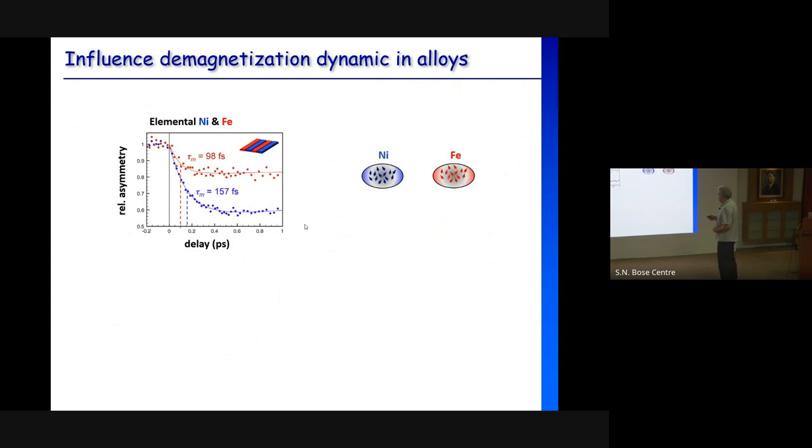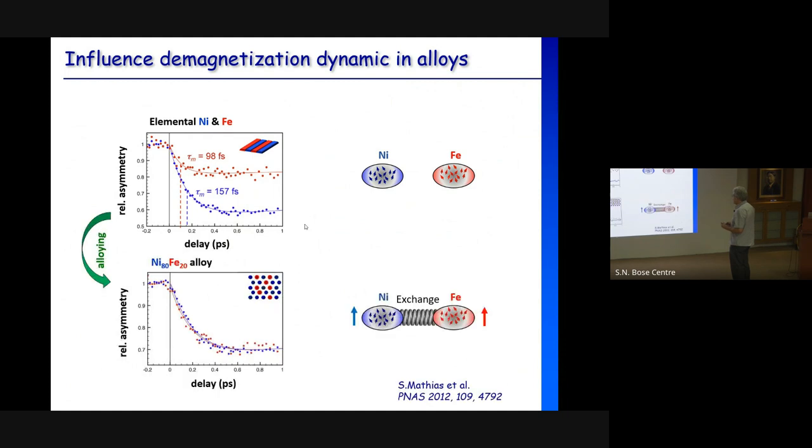Here you see our first results. We have stripes of nickel and iron, so it's a simultaneous, parallel measurement. But you see they decay differently with the same intensity of the laser pulse, because the absorption is different, and the magnetization of nickel is lower than the magnetization of iron.